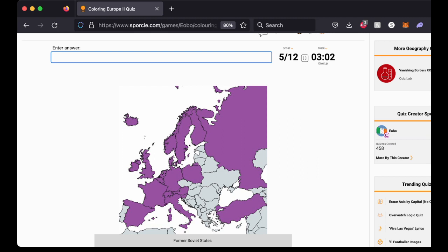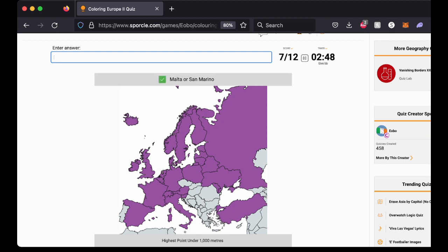Former Soviet states, so we have Moldova. Highest point is under 1,000 meters. I'm going to guess Malta. Malta is an island country. 8-letter capital city. Well, let's see, it's Prague, you know. What about Hungary? Budapest. Yeah, Hungary works.